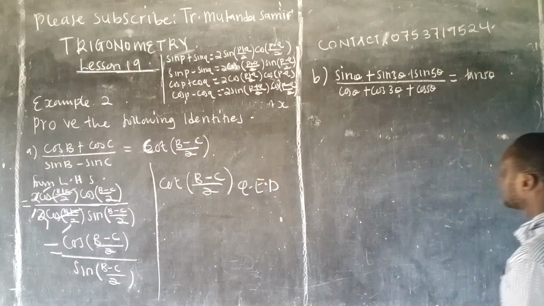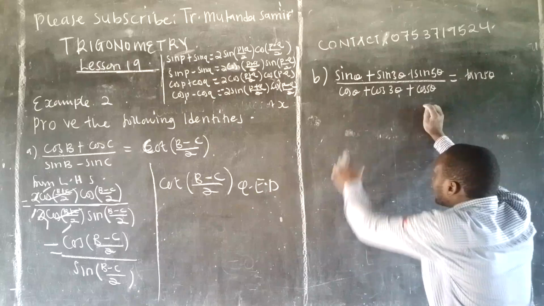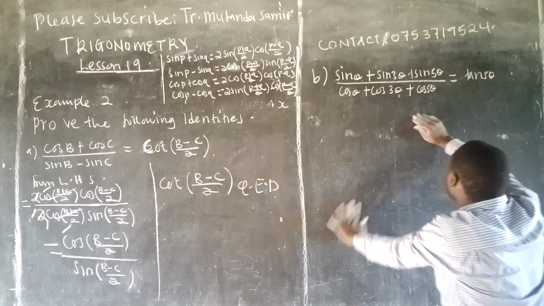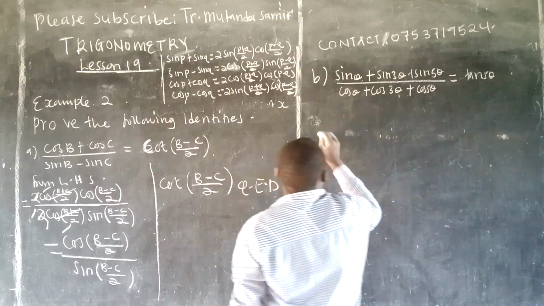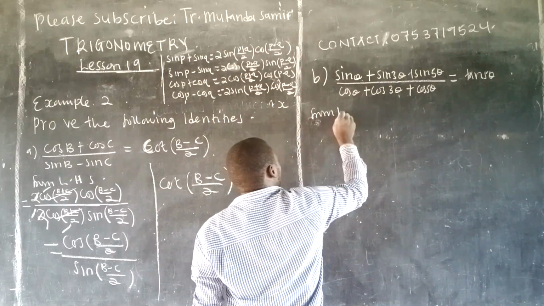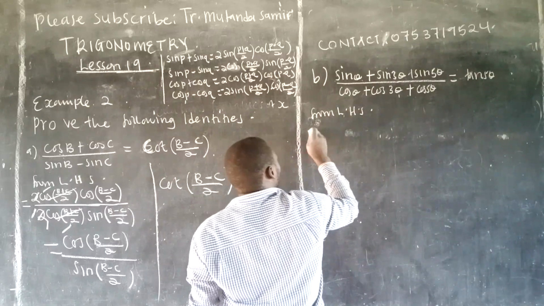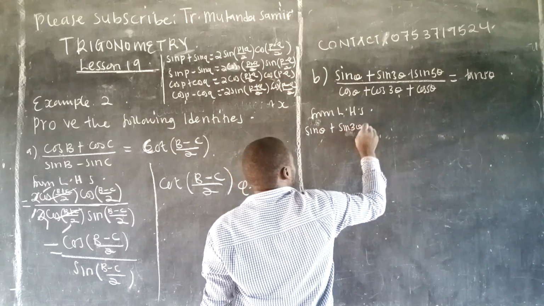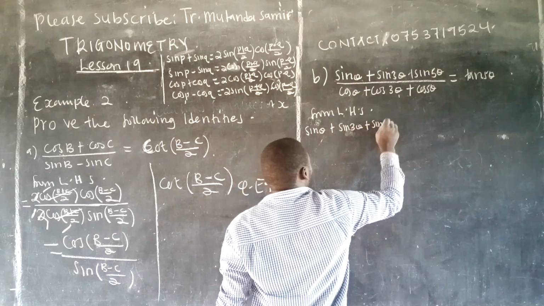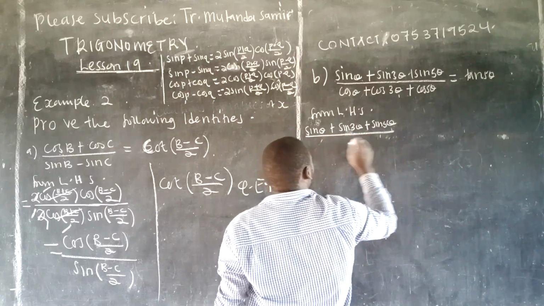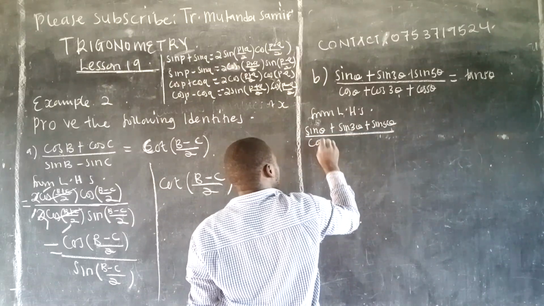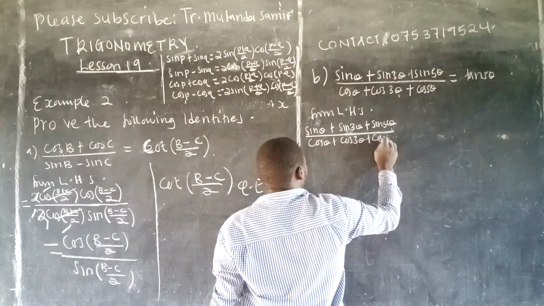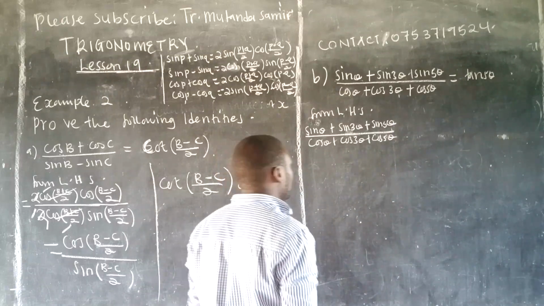Let's now come to this. We have (sin θ + sin 3θ + sin 5θ)/(cos θ + cos 3θ + cos 5θ) must give us tan 3θ... [as read] sine 5 theta. So we say from the left-hand side: sine θ plus sine 3θ plus sine 5θ over cos θ plus cos 3θ plus cos 5θ. Now, I'm starting from the left-hand side.